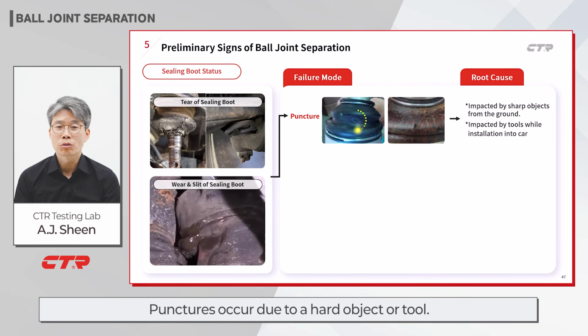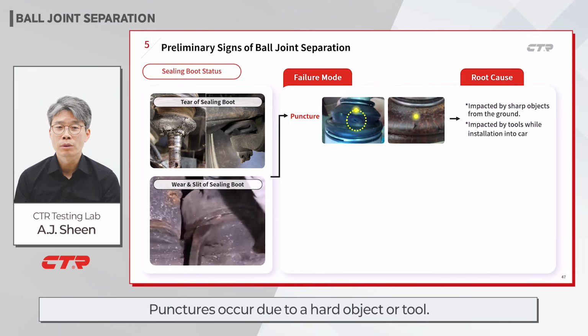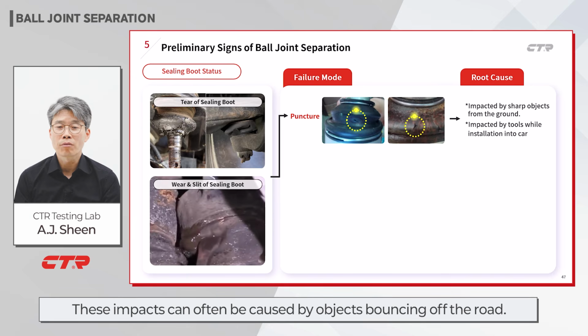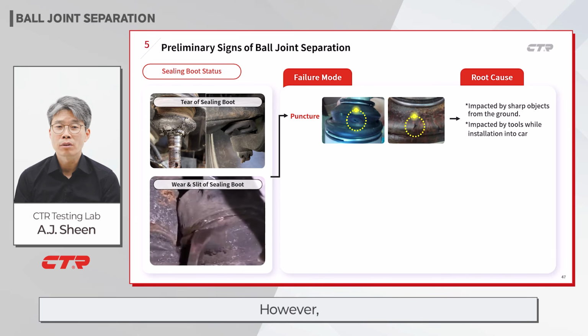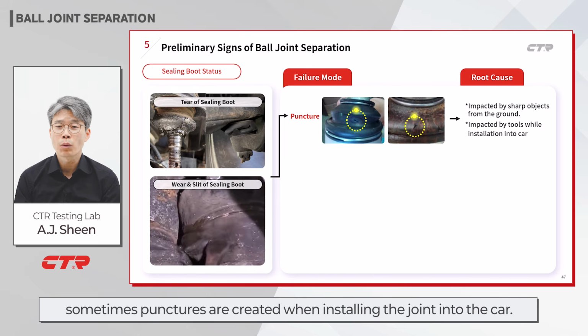Punctures occur due to a hard object or tool. These impacts can often be caused by objects bouncing off the road. However, sometimes punctures are created when installing the joint in the car.